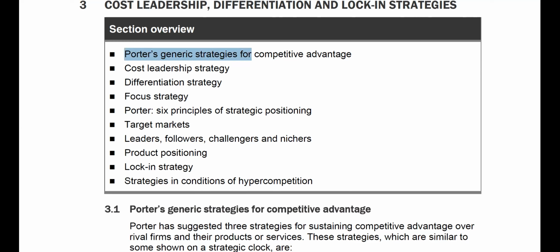Just write generic strategies. Don't write cost leadership, differentiation, and focus. Write generic strategy. Write six principles of strategic positioning. Write target market. Write leaders, followers, challengers, and niches. That's market positioning. Write product positioning. Write lock-in strategy, and write hyper competition. So you see, when we get to a place I want you to write, I make you write because these are the things that they ask in the exam. Okay, so please, these are what you need for the exam. I hope you're putting it down. Yes, please.